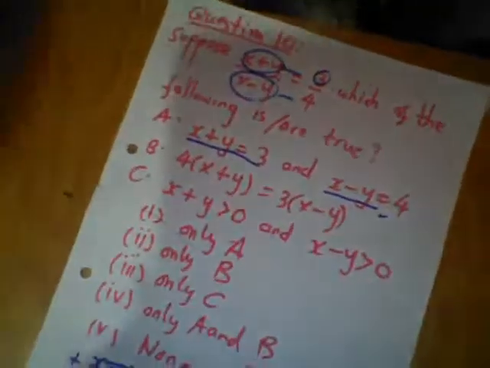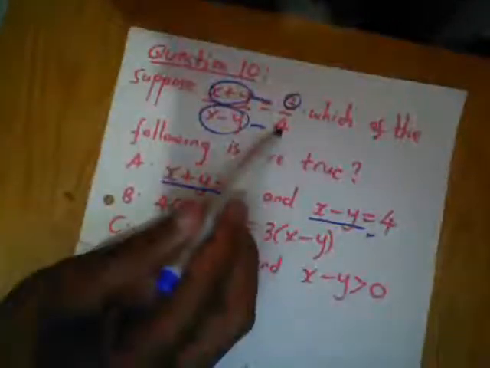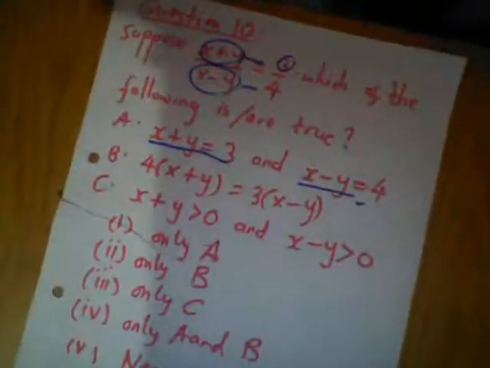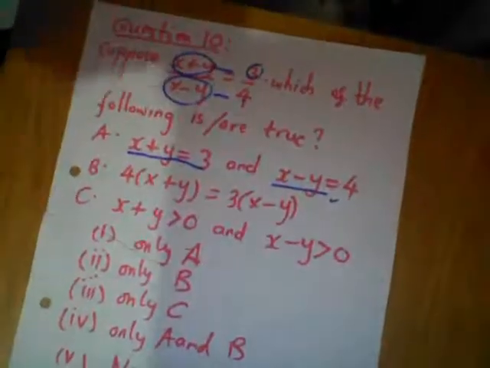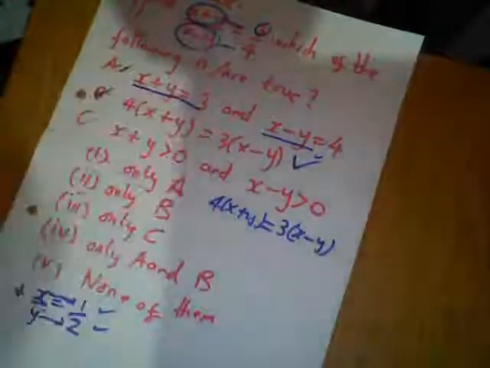Now we go for the second one. For the second one, I also think it's true, because look, if you cross multiply, it's going to be 4 times x plus y equal, now you cross that way, it's going to be 3 times x minus y. You see, which is 4 times x plus y equal to 3 times x minus y. Yeah, it's true. So this is true and this is true. Now we go for C.